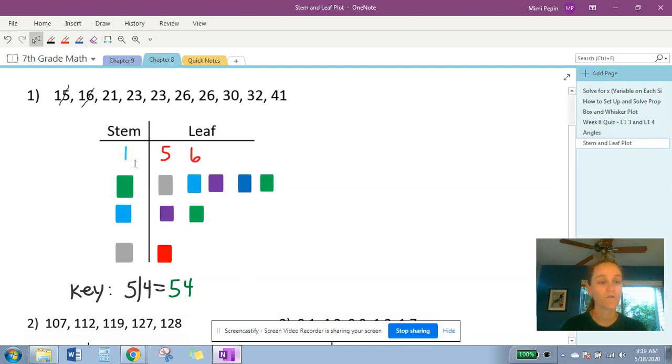Okay, so next I have 21, so my stem is 2 because that represents the 20, the tens place. And then the leaf represents the ones place. This would be 1, so that'd be 21. And then same thing for 23, 23, 26, 26. Even when there's duplicates of numbers, you still put that twice. So here I have 23, and I have 23 again, and I have 26 and 26.